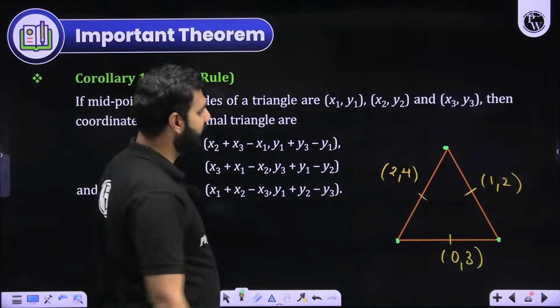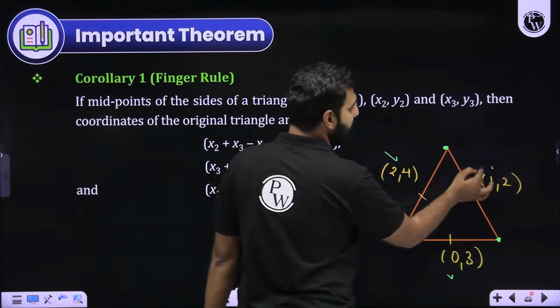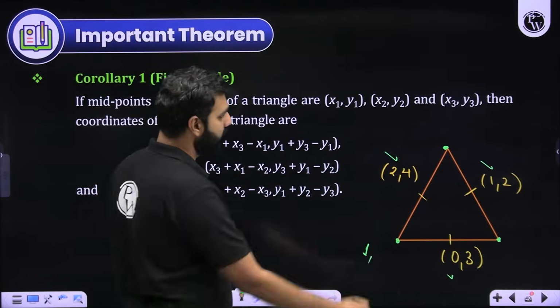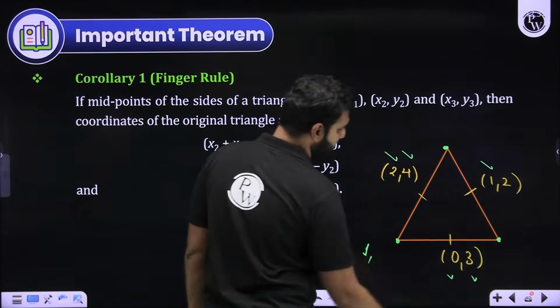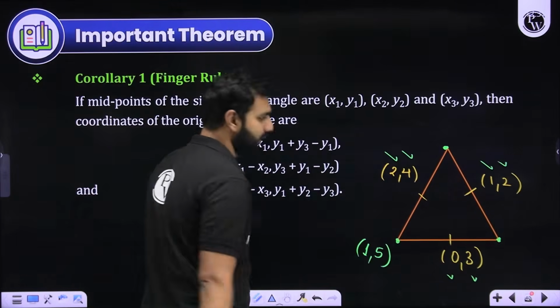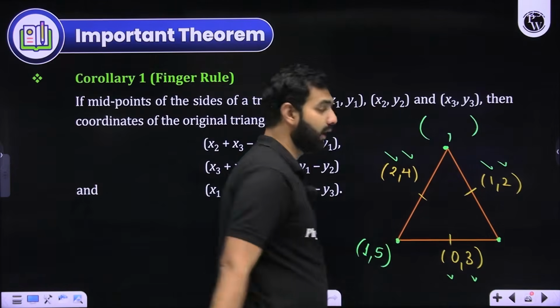What did I just say? I said 2 plus 0, which is 2, minus 1 is 1. So this is 1. Did you get that? Similarly, 4 plus 3, which is 7, minus 2 will be 5. So this is going to be 1, 5. How do I find this one? I hope I can find this one very easily.